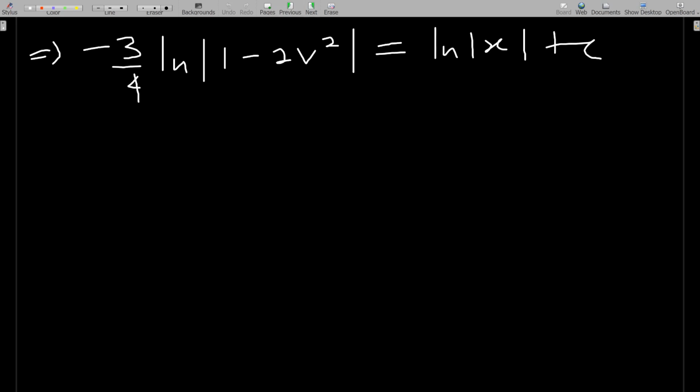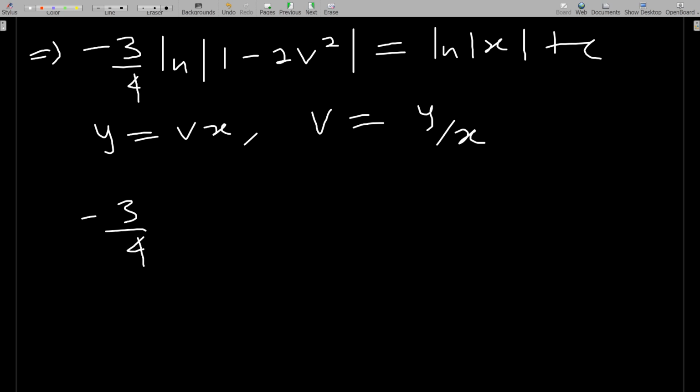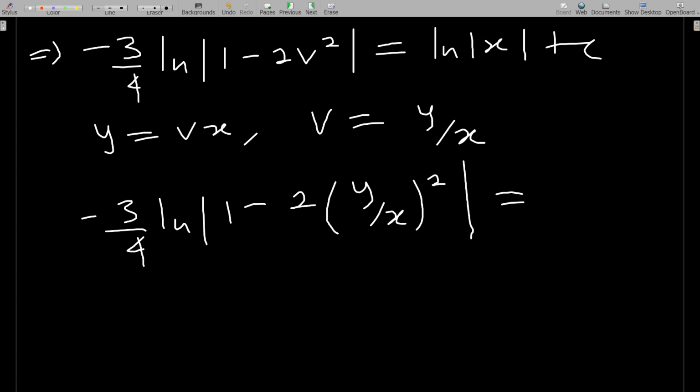Okay, so with this we know that our y, the question gave us a function of y as a function of x, not v. But remember that y is equal to vx. That is the substitution we did, meaning that our v will be equal to what? Y over x. So I come and put it here, and I have minus 3 over 4 ln of 1 minus 2 into y over x, then square it. Okay, and this is equal to ln of x plus c.